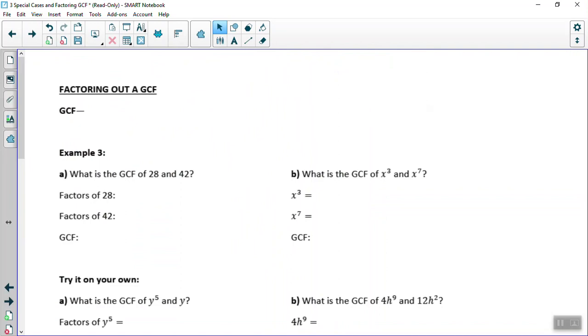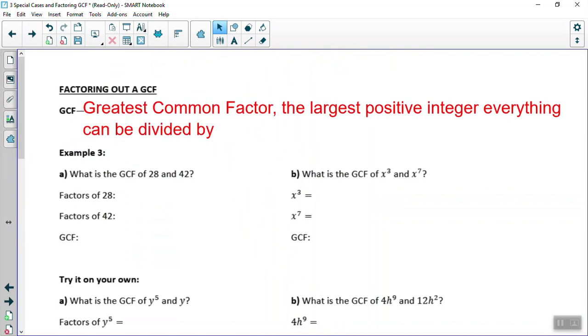So greatest common factor is the largest positive integer everything can be divided by. Okay, so it's the biggest number that can divide into all the numbers they're presenting you with. So the greatest common factor of 28 and 42. Well, the long way to do this is something that you learned quite a while ago. List out the factors of 28, list out all the factors of 42. So we've got 1 times 28, 2 times 14, 4 times 7. For 42, 1 times 42, 2 times 21, 3 times 14, 6 times 7.